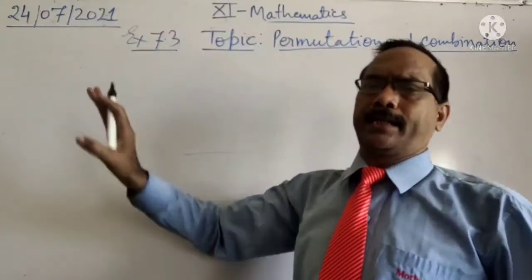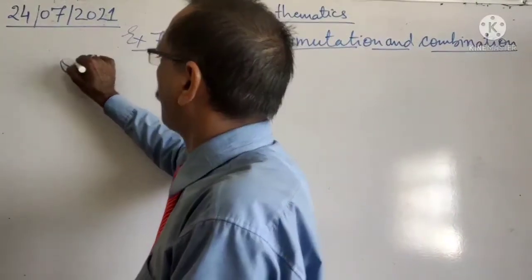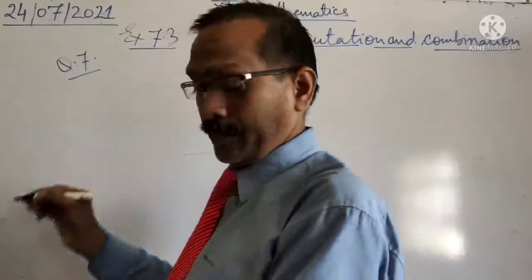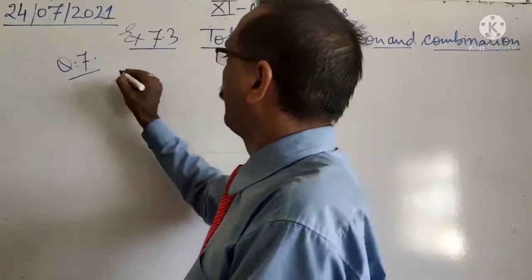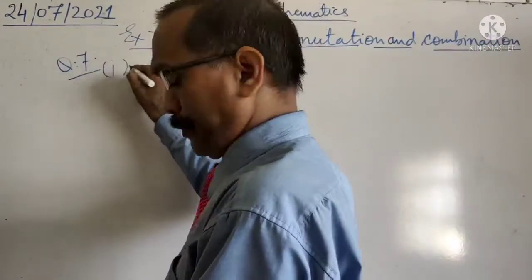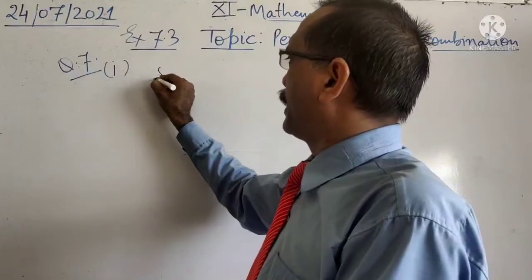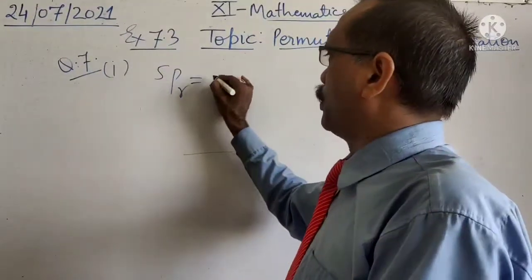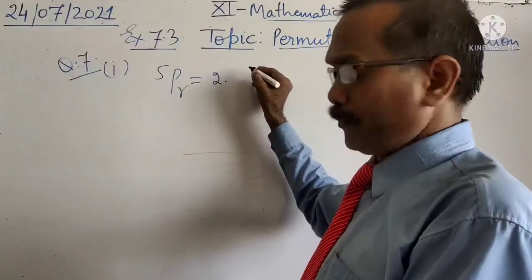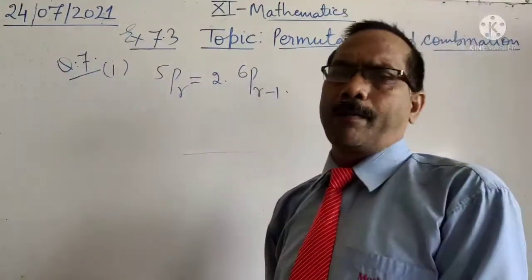Exercise 7.3, question number 7. Find r if. This question has two parts. In part 1, 5Pr is equal to 2 into 6P(r minus 1). We have to find r.